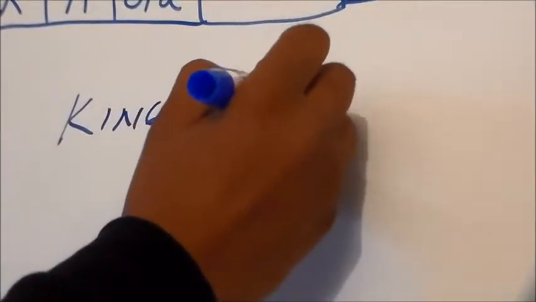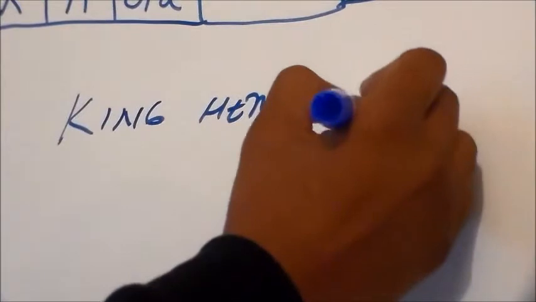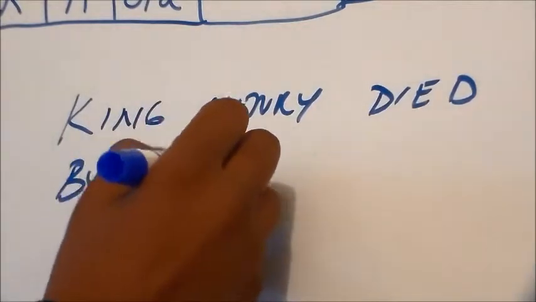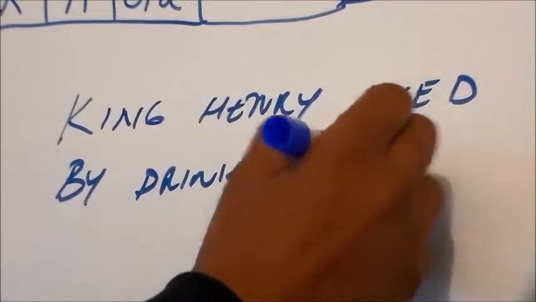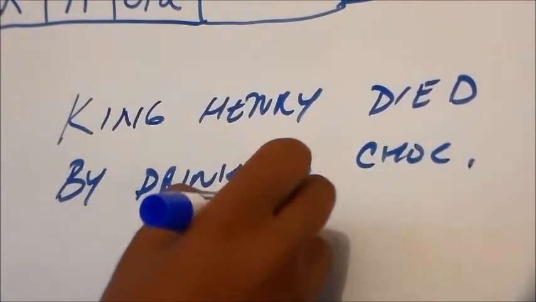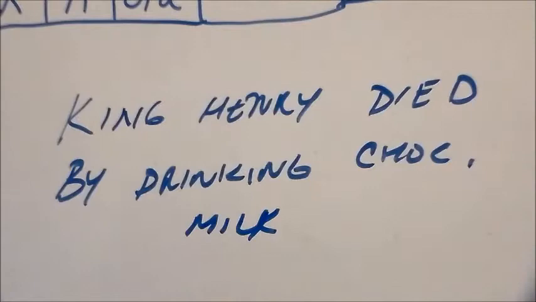let's get this right, come up with our memory aid, and it is King Henry died by drinking, I'm going to abbreviate, chocolate milk. King Henry died by drinking chocolate milk.